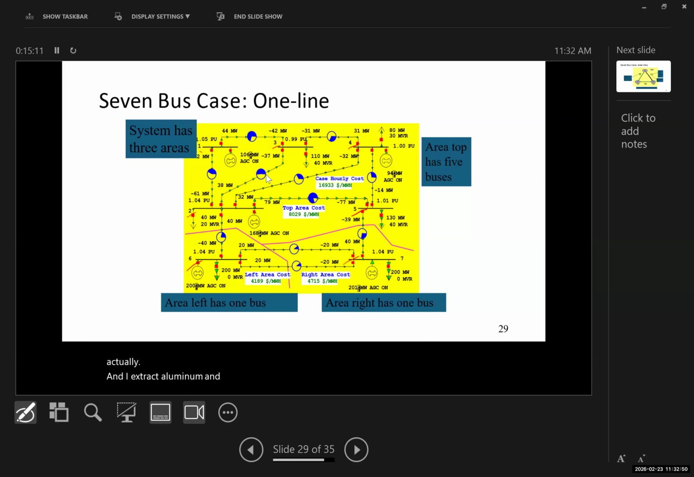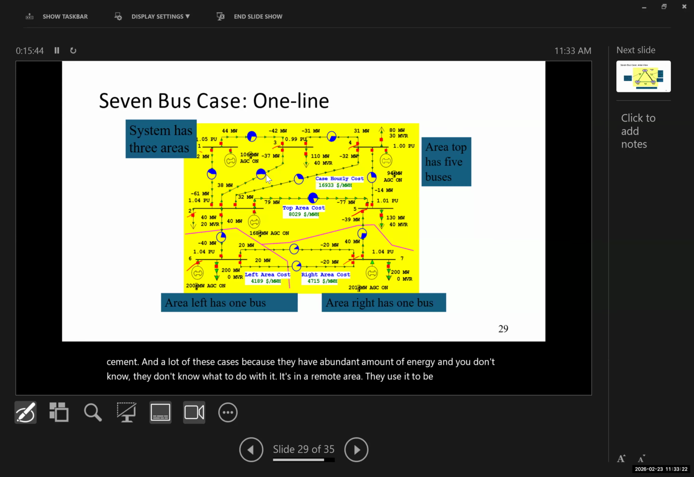The temperature should be around 2,000 degrees Fahrenheit. I think for each kilogram, it's like 2 megawatts, something like that. A ridiculous amount of power. It requires a lot of power. So when you're saying that we are importing aluminum, technically you're importing energy. And it's the same for cement and a lot of these cases because they have an abundant amount of energy, and they don't know what to do with it. It's in a remote area. They use it to be able to extract aluminum and so on. And the same thing, if we want to give an example, for the meat industry around the Panhandle area.